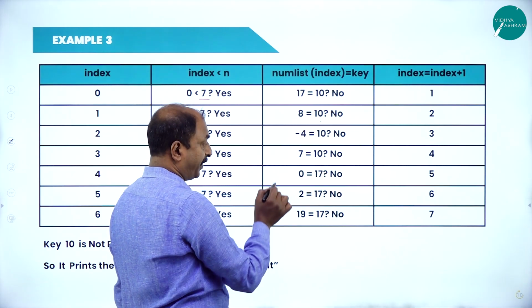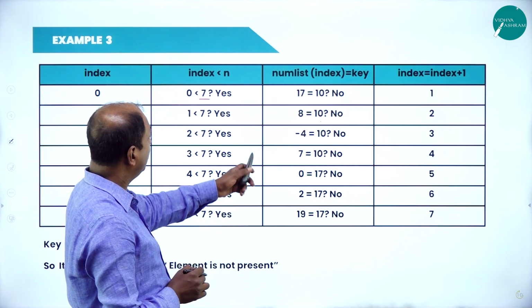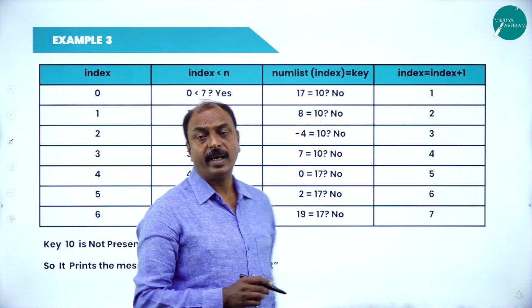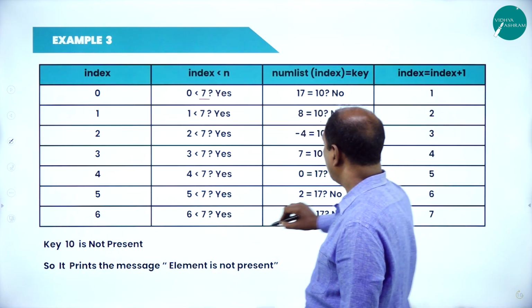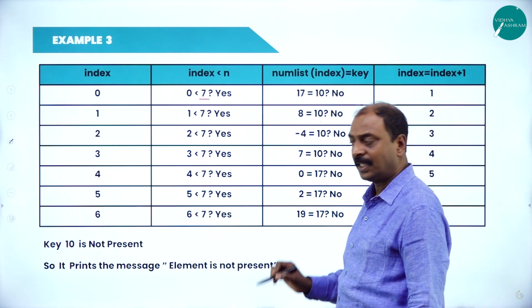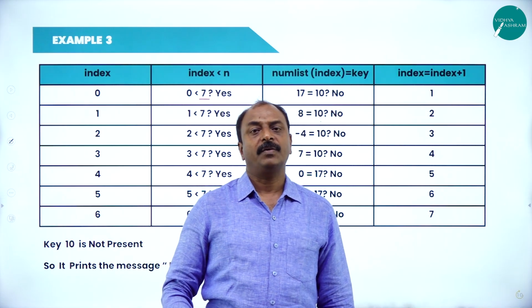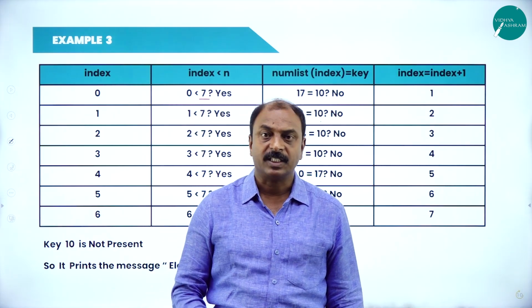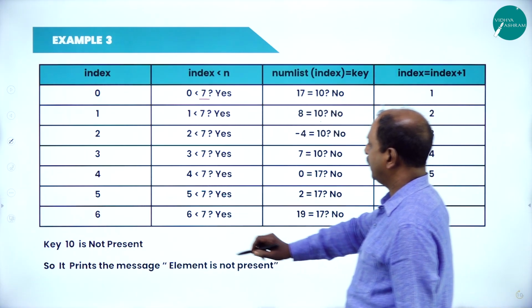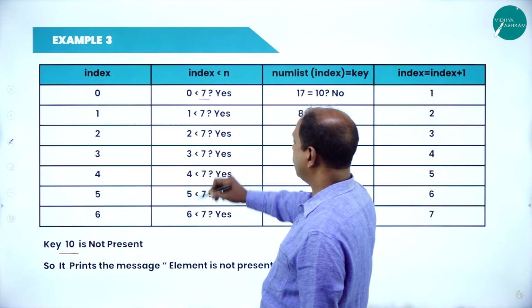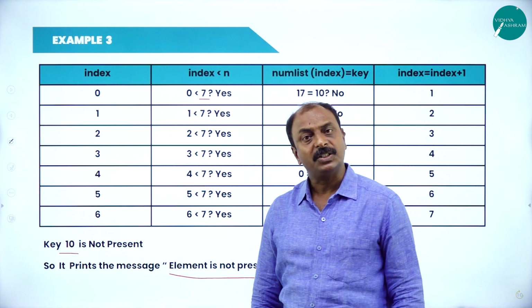So 0 is not equal to 17, 2 is not equal to 17, even 19 is not equal to 17. So in this example, the key value we are looking for, the value 10, is not matching with any of the elements in the given list. In that case, as per the algorithm, we have to print a message saying that the search is unsuccessful, so the element is not present. So with respect to this example, 10 is not present in the given list, so we have to print the message: element is not present, or the search is unsuccessful.